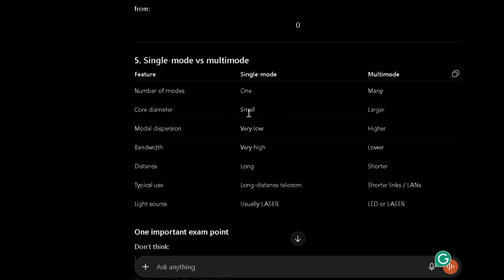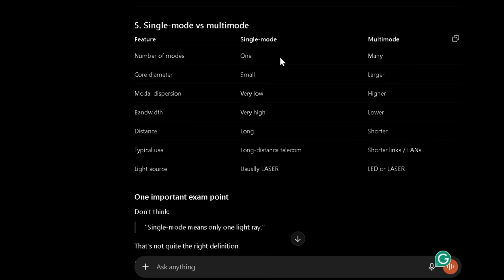Single mode versus multimode. Number of modes: single mode is one, multimode many. Core diameter: small for single mode, larger for multimode. Modal dispersion: very low for single mode, very high for multimode. Bandwidth: very high for single mode, lower for multimode. Distance: long for single mode, shorter for multimode. Typical use: long distance telecom for single mode; shorter links like LAN for multimode. We have a LAN for computers connected with the LAN. Then the internet comes.